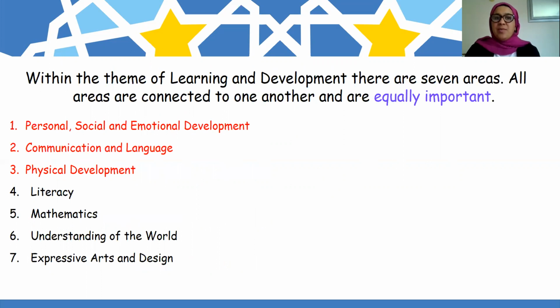So within the theme of learning and development, there are 7 areas which are connected to one another and all are equally important. There is personal, social and emotional development, communication and language, physical development, literacy, maths, understanding of the world, and expressive arts and design.